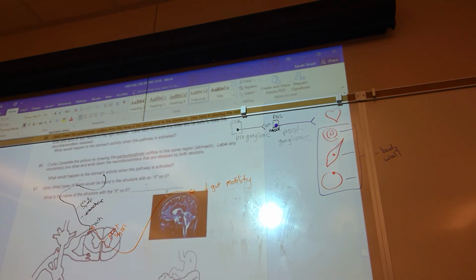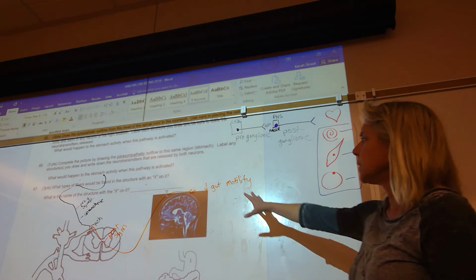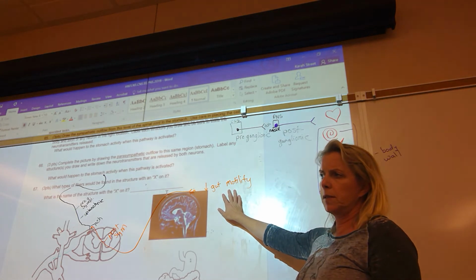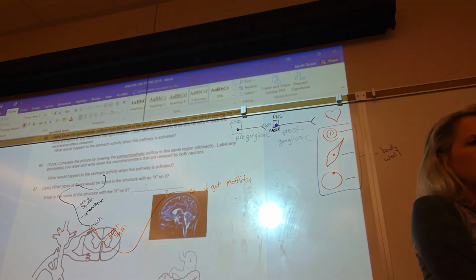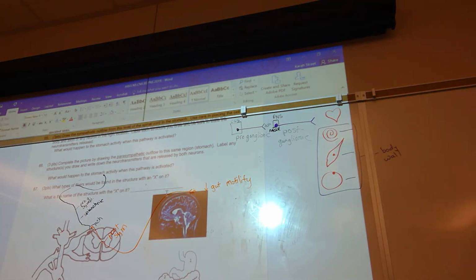What the hell? Then it says, what would happen to the stomach activity when this pathway is activated? Well, we would have decreased gut motility. The next problem says, complete the picture by drawing the parasympathetic outflow to the stomach. Label any structures you draw and write down the neurotransmitters that are released by both neurons.